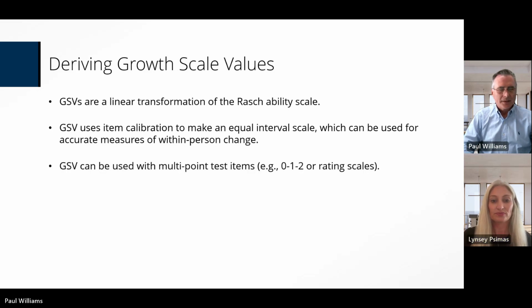Thanks, Lynsey. Deriving GSV scale values, this is a linear transformation process using the Rasch ability scale. We're going to talk a little bit more about what that is and what it entails a little bit later. This is the calibration process that makes raw scores into an equal interval scale. It's been used to measure growth over time within an individual, as Lynsey mentioned. The nice thing about this, they are flexible with the type or mode of scoring. They can be used with dichotomous scores or polytomous scores, such as Likert scales.